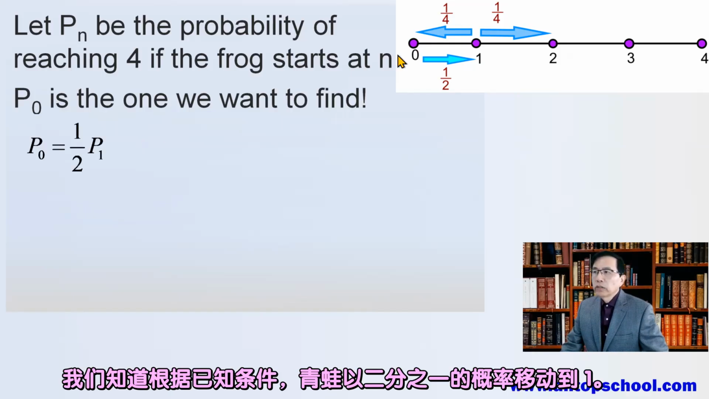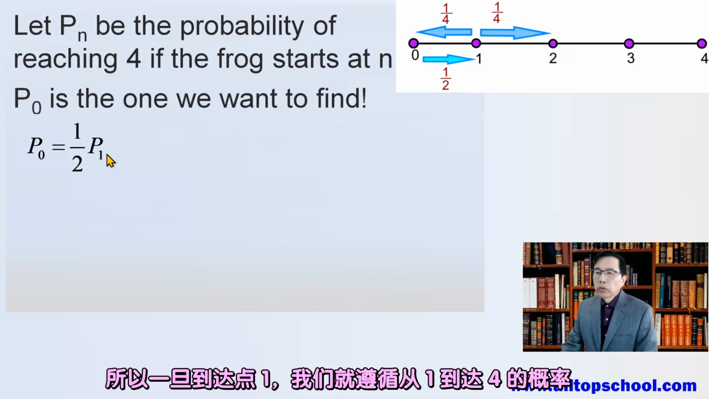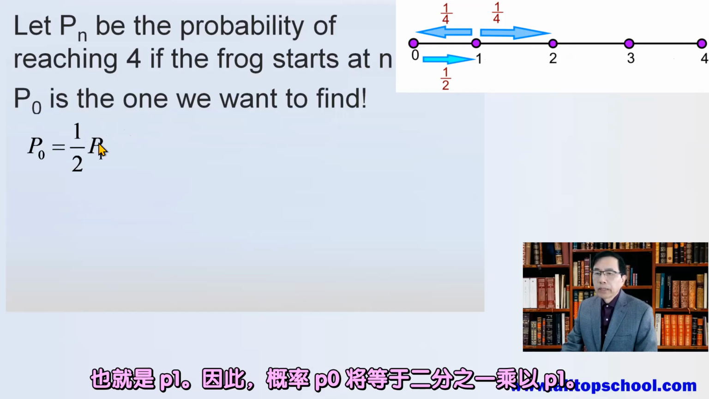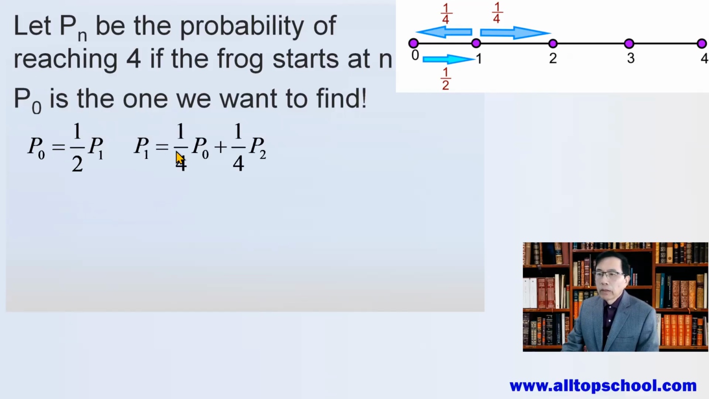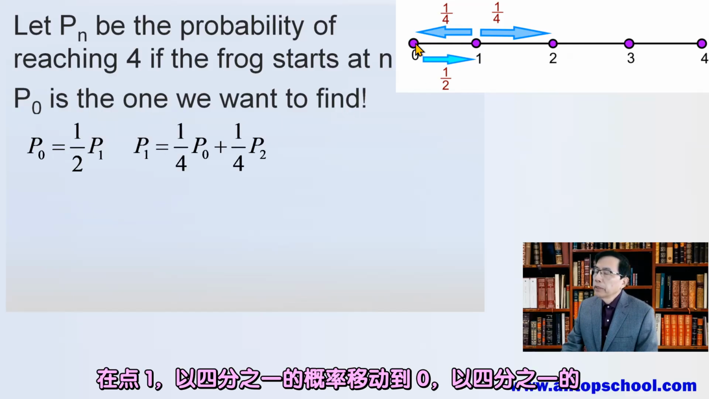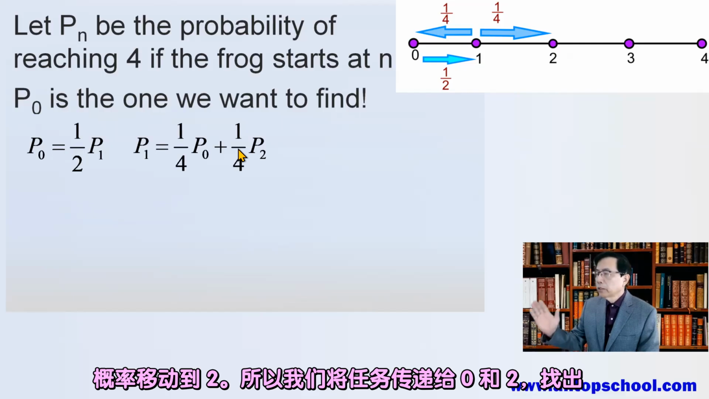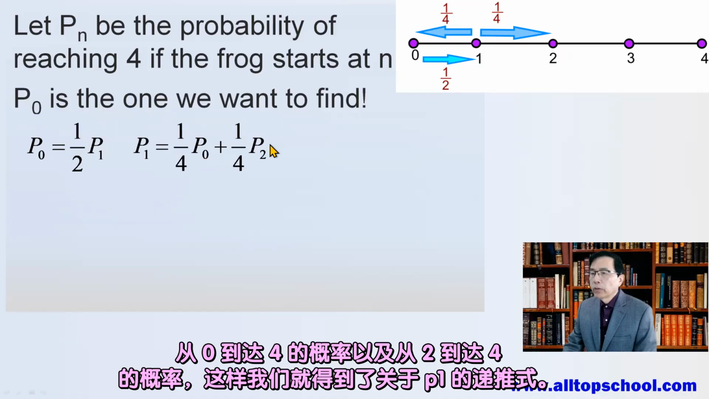Given the condition, the frog moves to 1 with probability 1/2. Once you reach the point 1, we follow the probability from 1 to reach 4, which is P1. Therefore, P0 is going to be 1/2 times P1. At the point 1, it moves to 0 with probability 1/4 and to 2 with probability 1/4. So we pass the task to 0 and 2 to find the probability of reaching 4 from 0 and from 2, and that gives the recursion for P1.